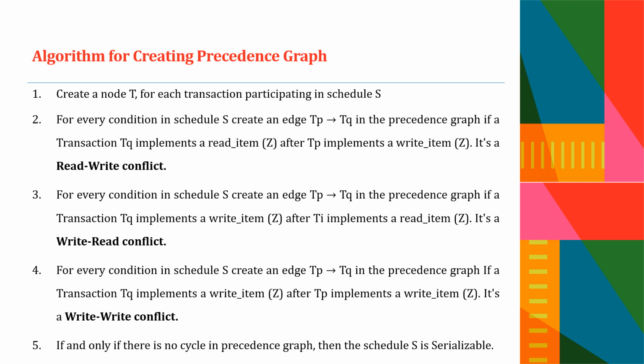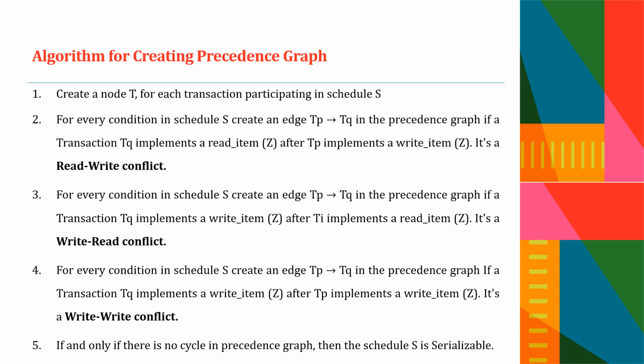Then the next rule is: for every operation in schedule S, create an edge TP to TQ in the graph if a transaction TQ executes a write item of Z after TP executes a read item of Z. That is a read-write conflict. So TQ executes a write item after TP executes a read item. There also we create an edge from TP to TQ.